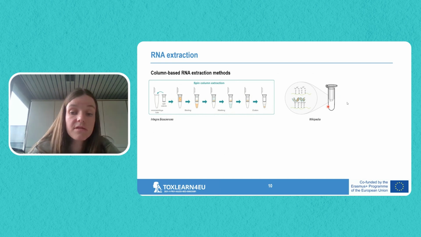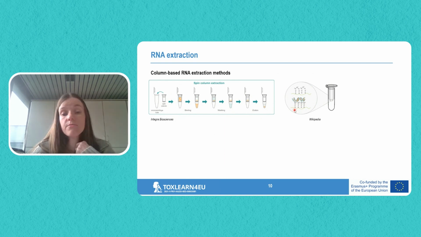Here you can see a zoomed-in image of this silica membrane. Here you can see the silica particles, and what will happen is that the salts, so the sodium cations that are present in the lysis solution, will form a bridge between the negatively charged silica particles here and the negatively charged phosphate groups in the backbone of the RNA.